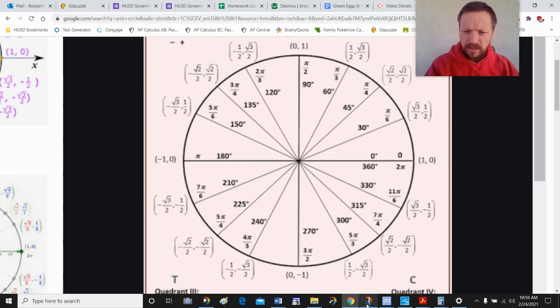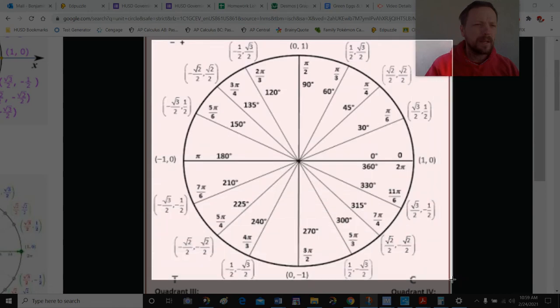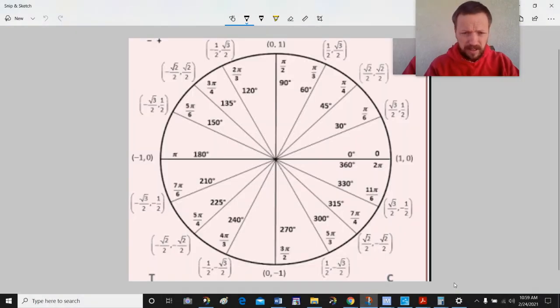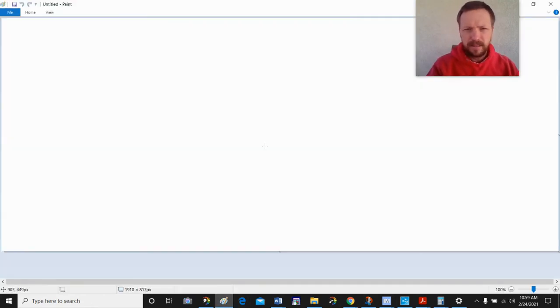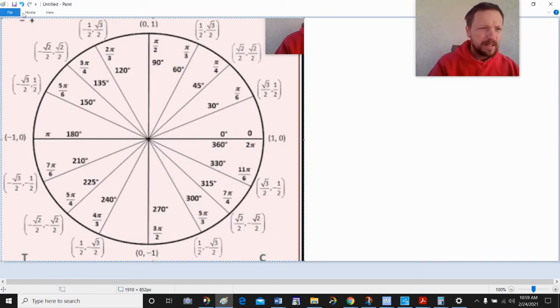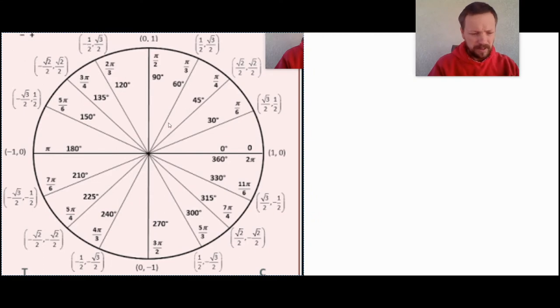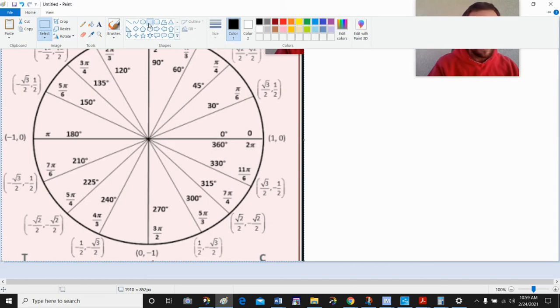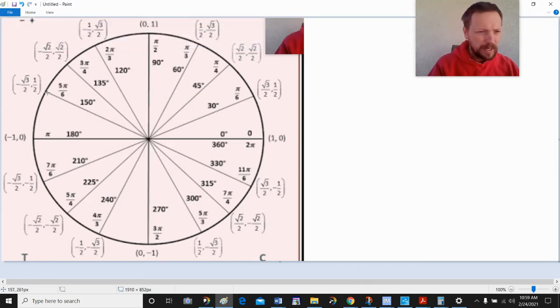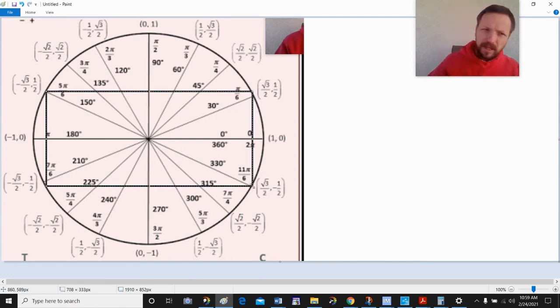So, you know what? Let's do that. I'm going to copy this into Paint. Control V. All right. Nope, that's not what I wanted. Home, that's the one. Okay, so I'm going to put in a rectangle. And you can see, it's not a perfectly drawn circle, but you can see you got that rectangle going on.